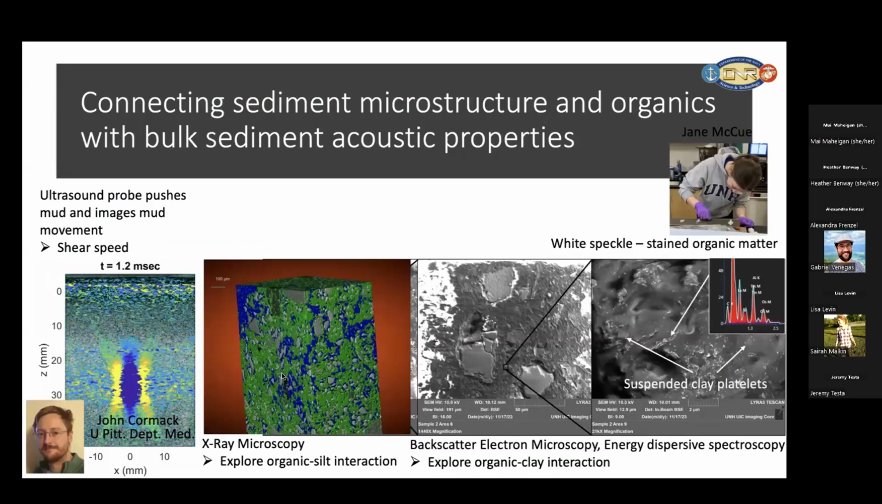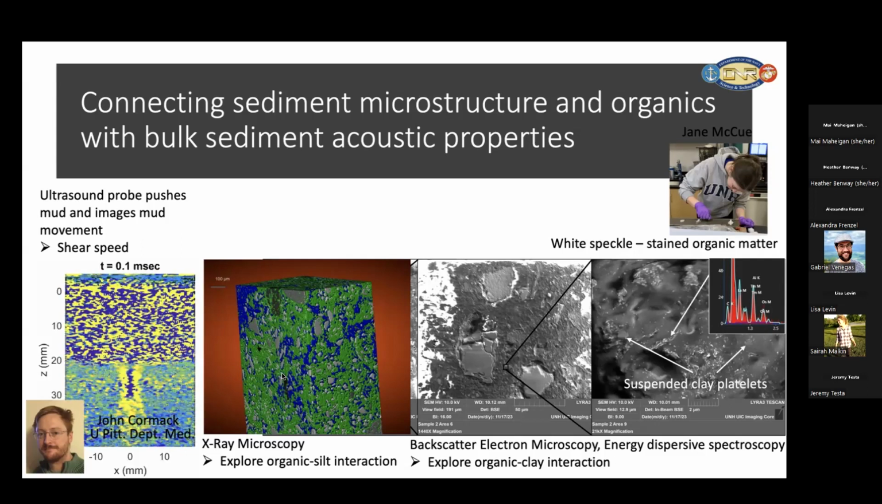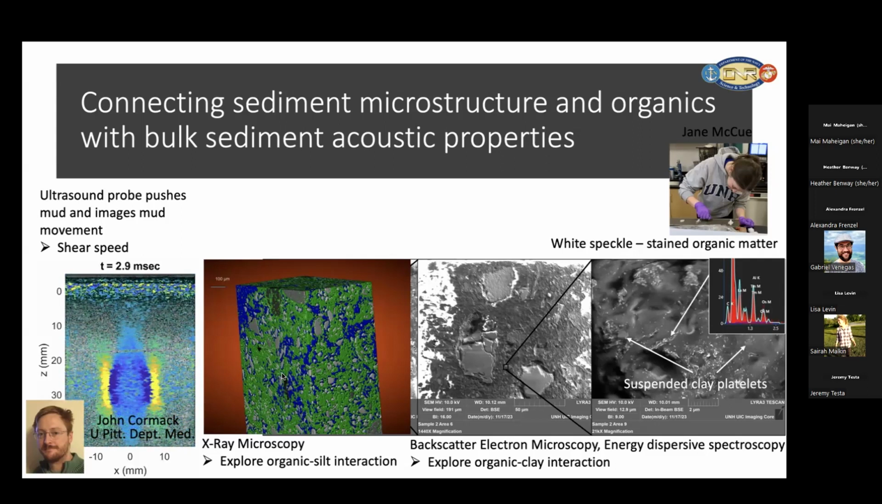Okay. My main question is, I'm trying to connect sediment microstructure and organics with bulk sediment acoustic properties, because that's what acoustics is really doing. It's sensing the substrate. I'm not going to be able to help you with oxygen going in and out or other gas exchanges, but if whatever happens in a biogeochemical framework changes the sediment in any way, if it changes the porosity, the permeability, or all these other parameters that are important to acoustics, then I think we could have a nice collaboration.